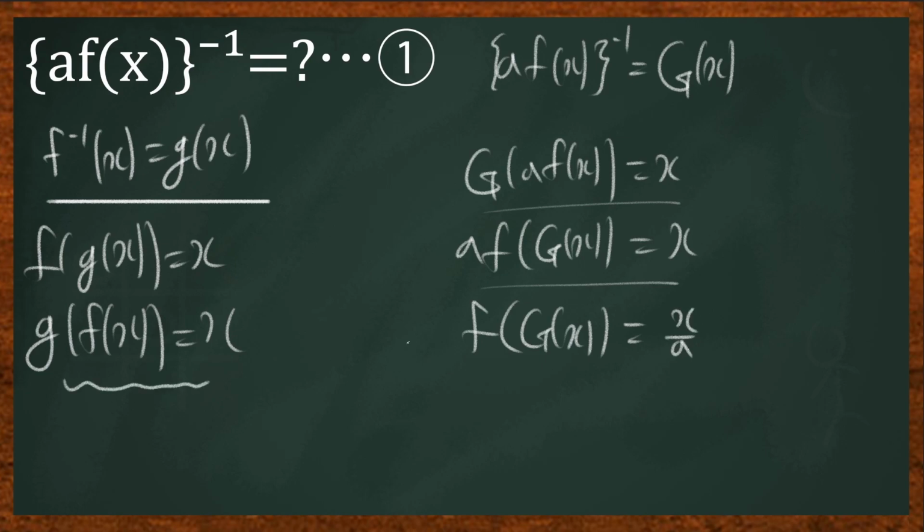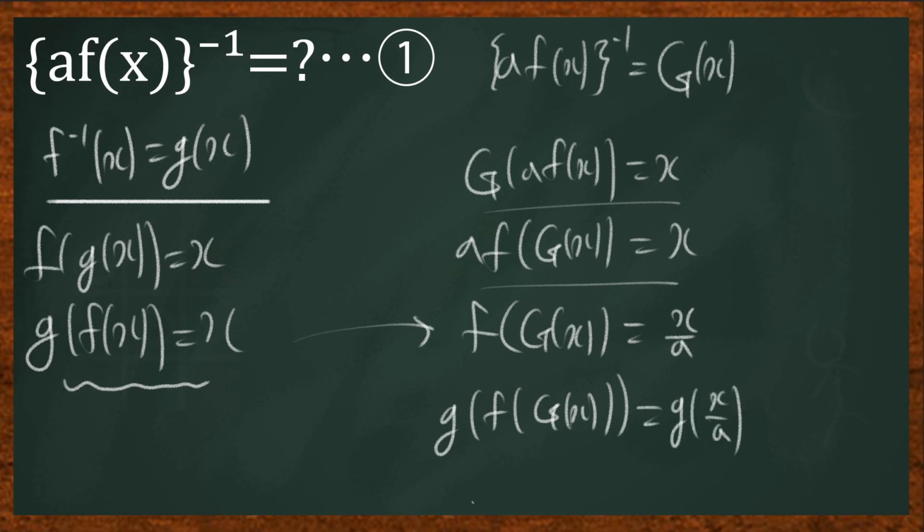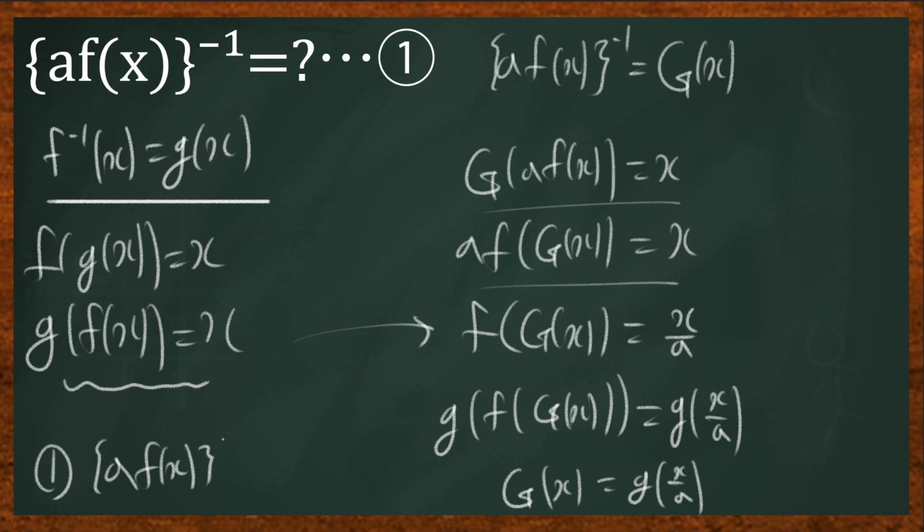Because g(f(x)) is equal to x, let's put in the g on each side. Then we will have this equation, and because g(f(x)) is equal to x, if we change the x into the large G(x), this equation will be shown like this. Large G(x) is equal to small g(x) over a. Because of that, the answer for number 1 is that the inverse function of a times f(x) is equal to g(x) over a. Now let's try to solve the next one.